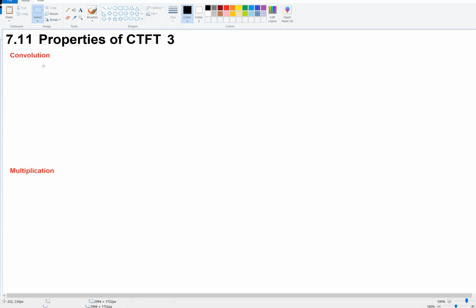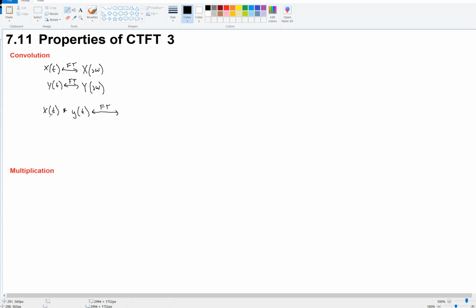I'm not going to prove these. I instead want to interpret them and demonstrate to you why they are so important. The convolution property says that if x has Fourier transform capital X and y has Fourier transform capital Y, then the convolution of x with y, we might be interested in, hey, what's that Fourier transform?